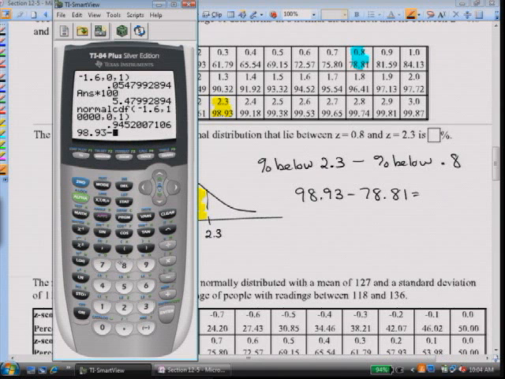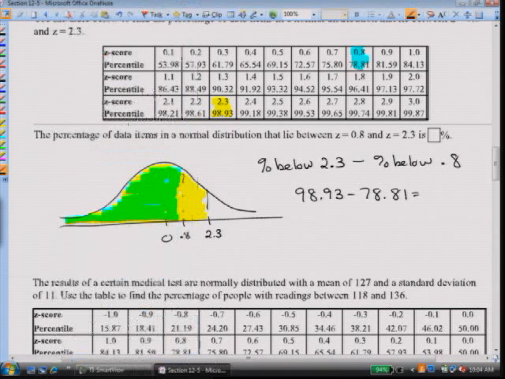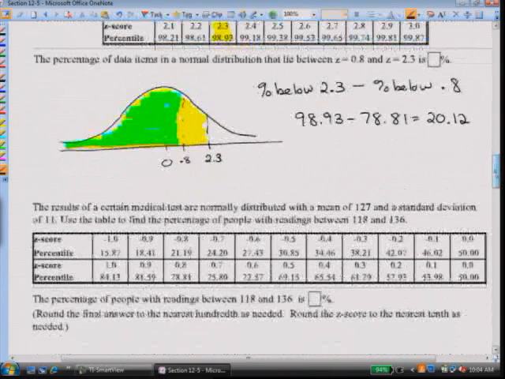98.93 minus 78.81. And we get 20.12. And that is our percent in between that.